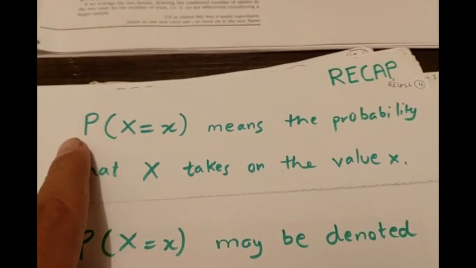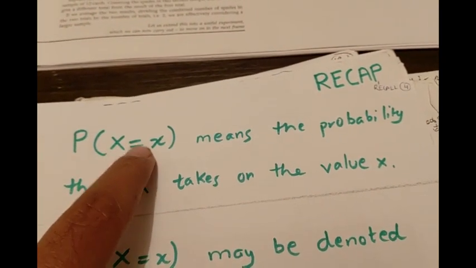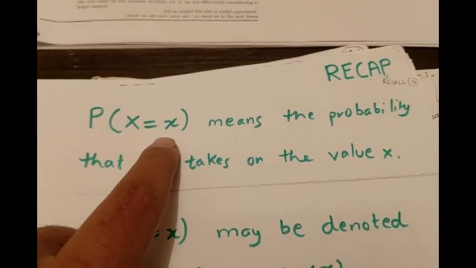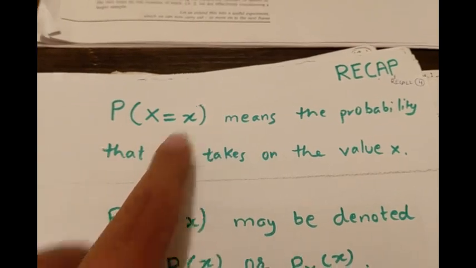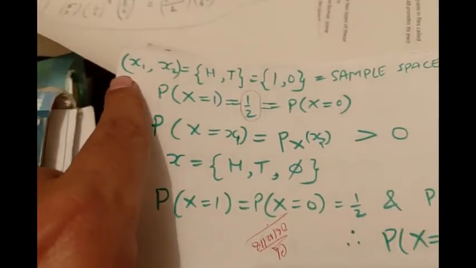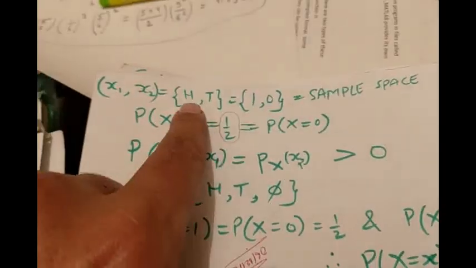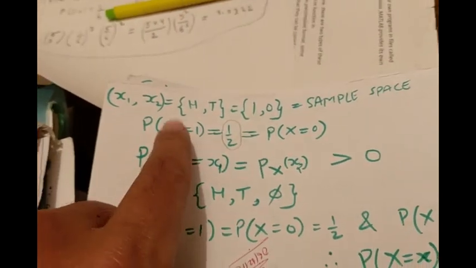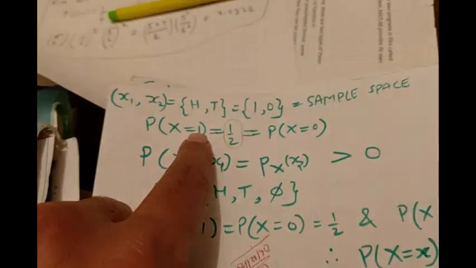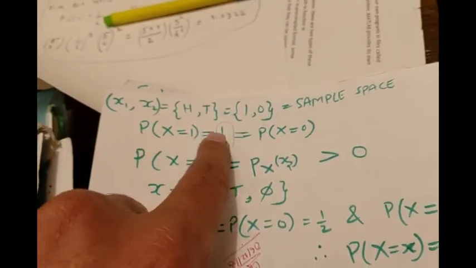Does it mean if we write probability of capital X equal to small x? Here we mean that the random variable x is taking the value x. For example, in the case of our coin flip, the outcomes can be these. So the random variable x can take value 1, and what is the probability of this? It is half.